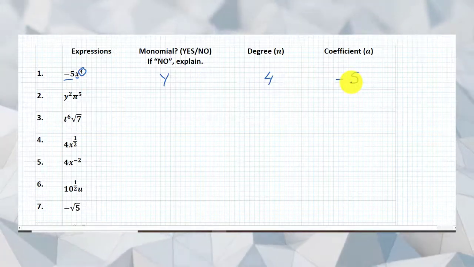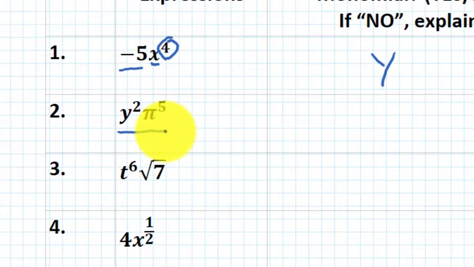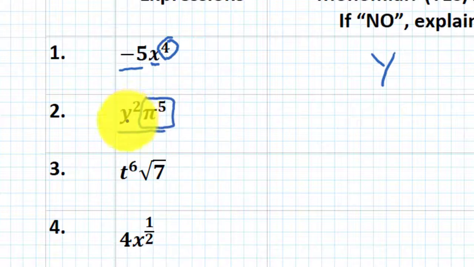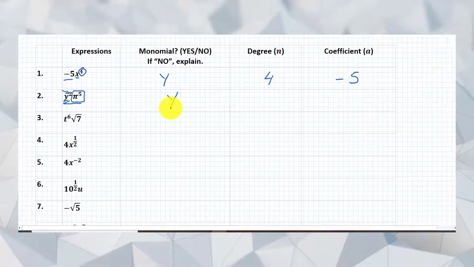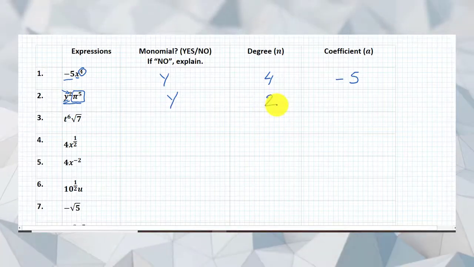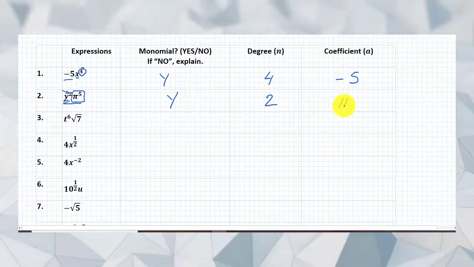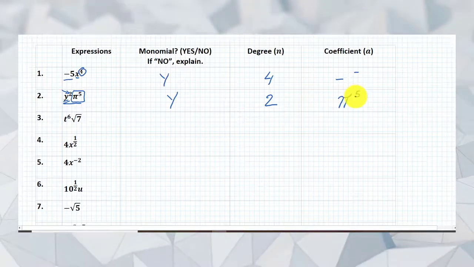Example number 2. Is this a monomial function? Yes, it is, but please be careful. Where's the coefficient? The coefficient is here. This is a number, pi to the fifth power, while the variable is y, and 2 is a natural number. So here again, we do have a monomial function. The degree is 2, and the coefficient is pi to the fifth power.